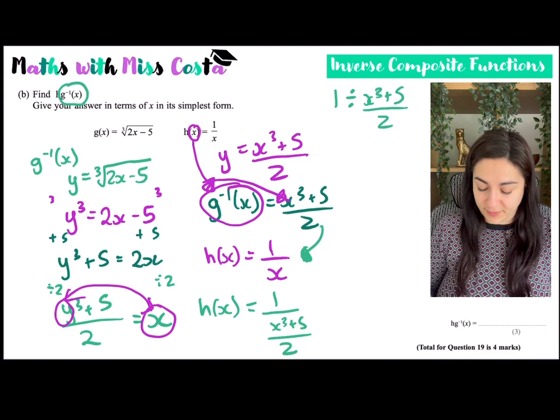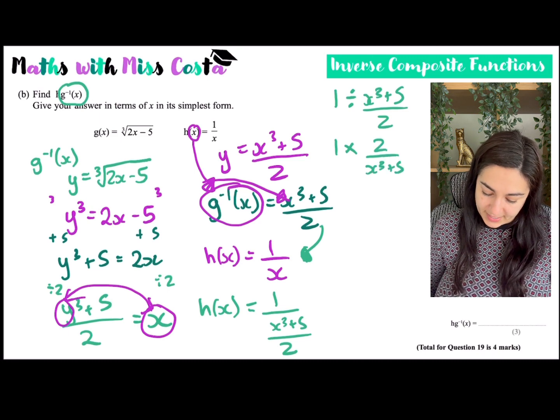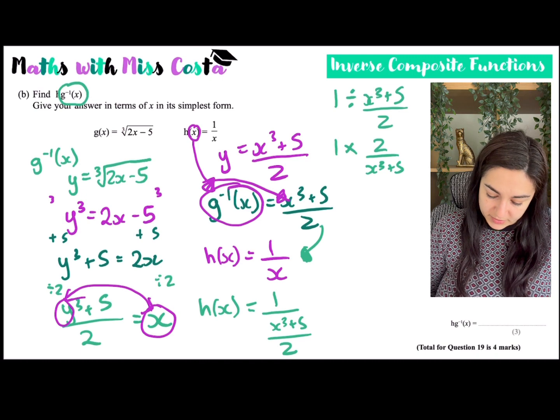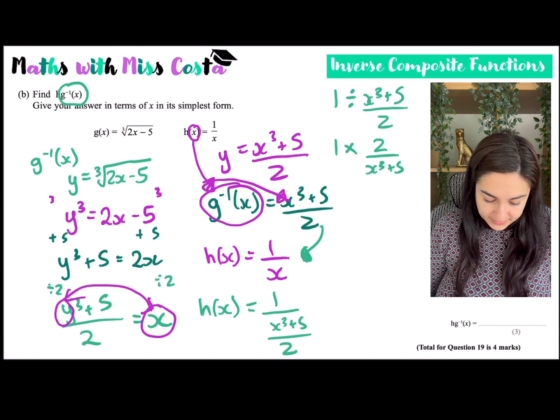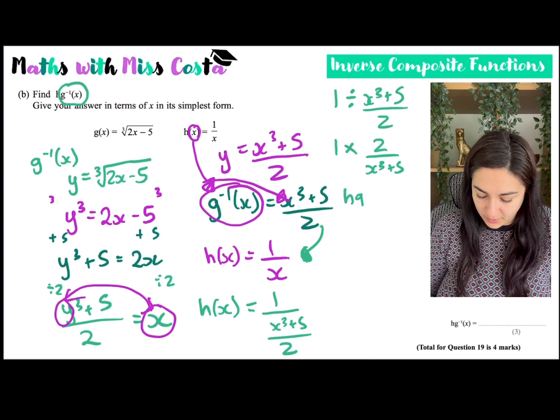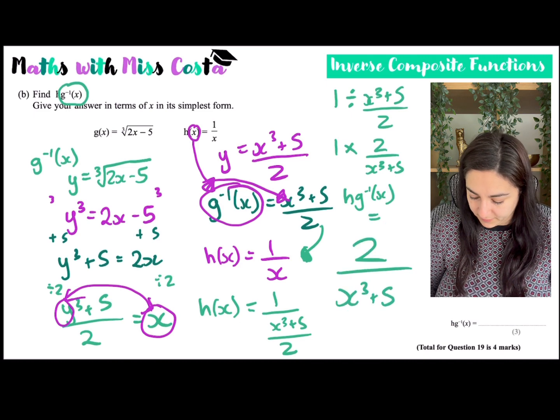And when you're dividing fractions, you change the sign and you flip the fraction. So you're actually saying 1 times by 2 over x cubed plus 5. So therefore, hg minus 1 of x is going to be 2 over x cubed plus 5. So I'll write it here as well. 2 over x cubed plus 5.